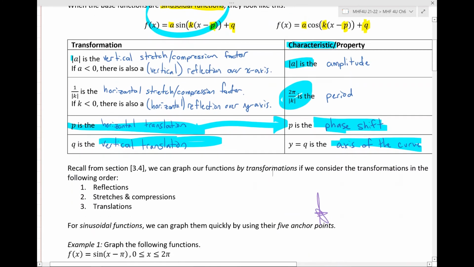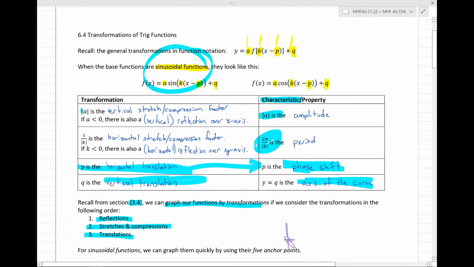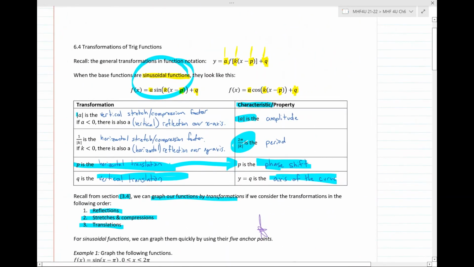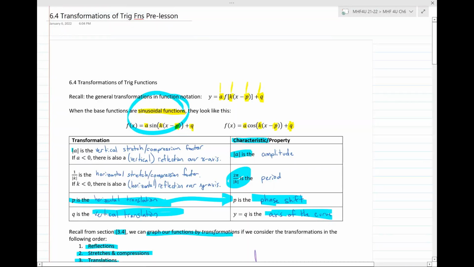All right, now, recalling from section 3.4, where we learned how to graph our functions by transformations: when we graph by transformations, we need to work with our transformations in a specific order, and that is working with our reflections first, our stretches and compressions second, and our translations third. That should be enough to get us ready to handle this lesson. It looks like I have another 30 seconds. I didn't even need it here. You should be nice and ready.